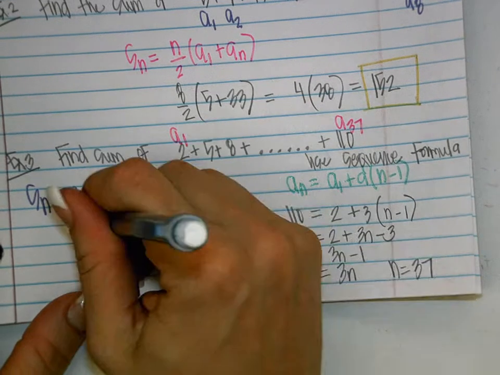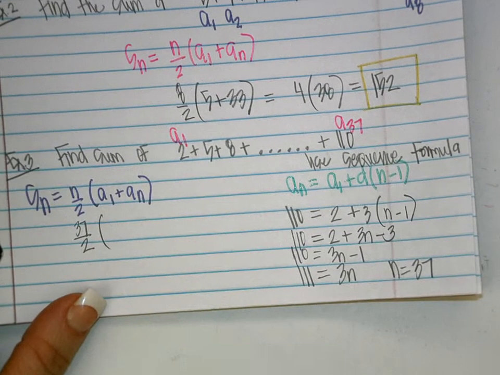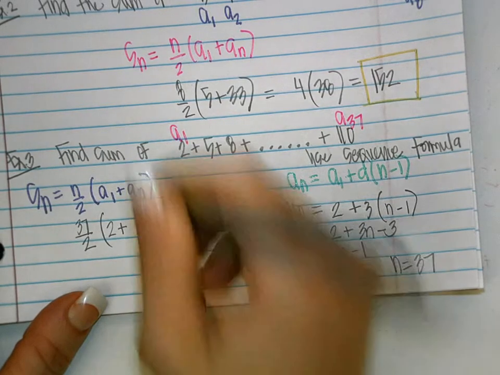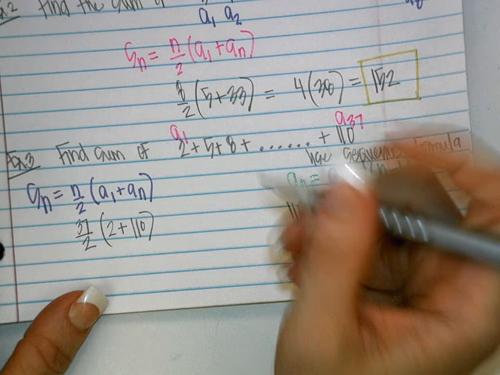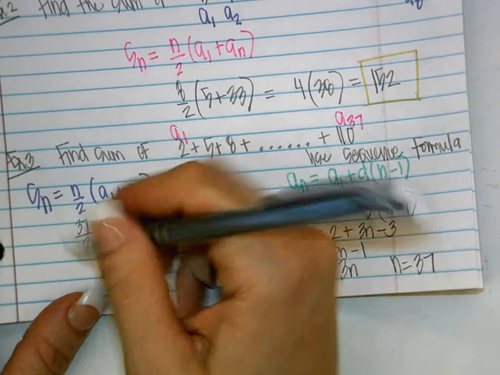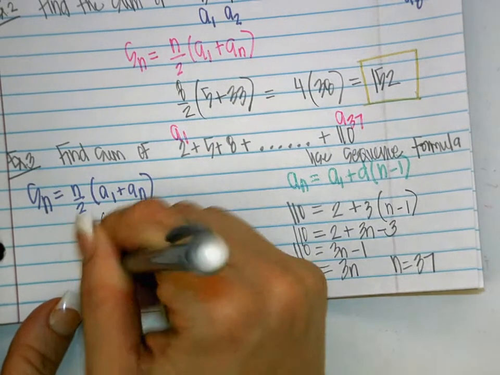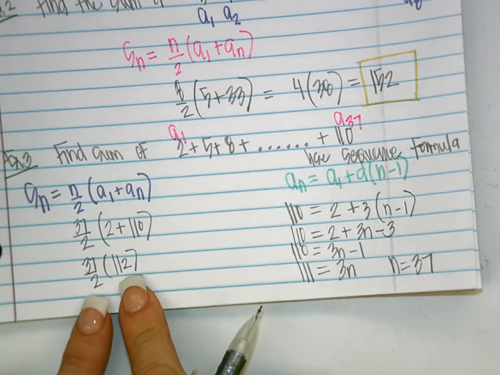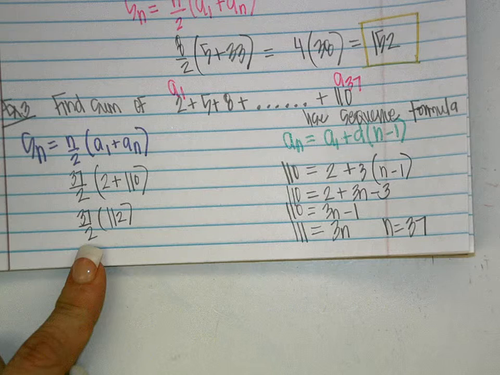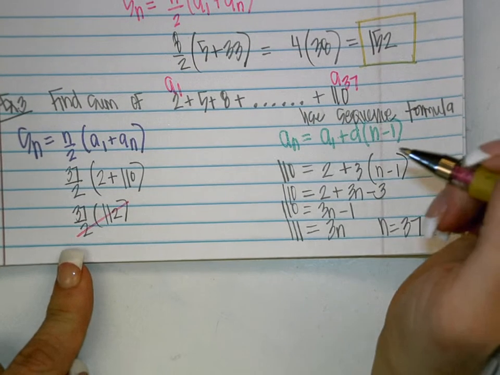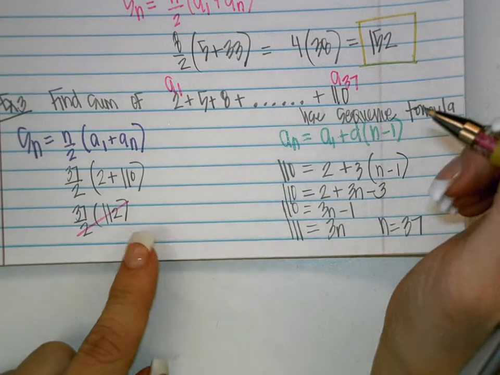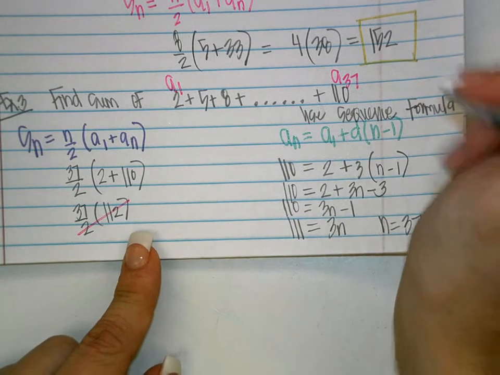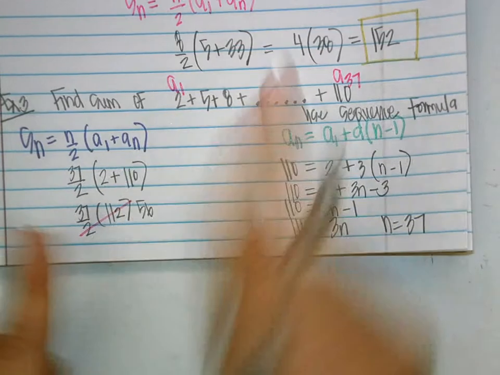Multiplied by your A1, your first term, 2, plus your AN, your last term, 110. If we work this out, do not do 37 divided by 2 yet. 37 over 2 times 112. What can I do with this 2 and the 112? Cross reduce. How many times does 2 go into 112? 56. So really, we're going to do 37 times 56.